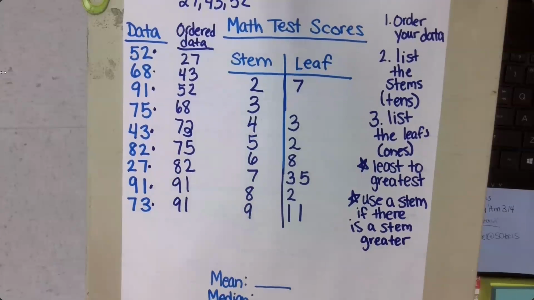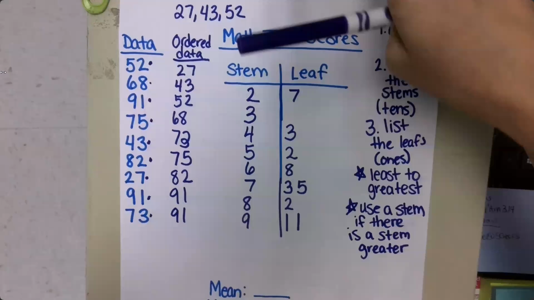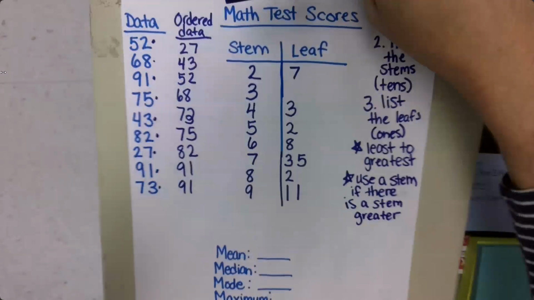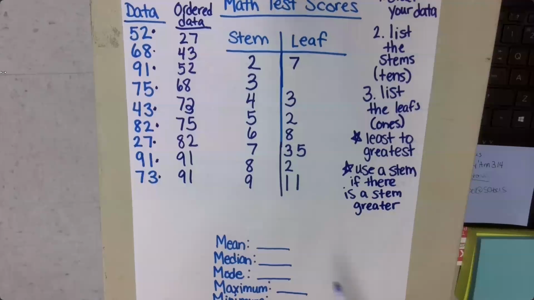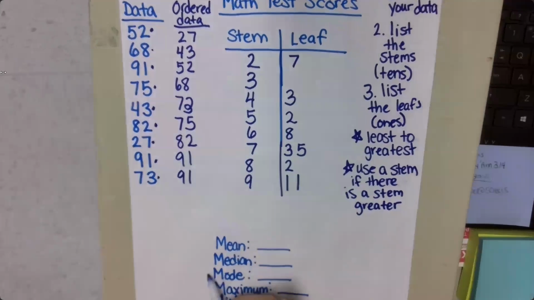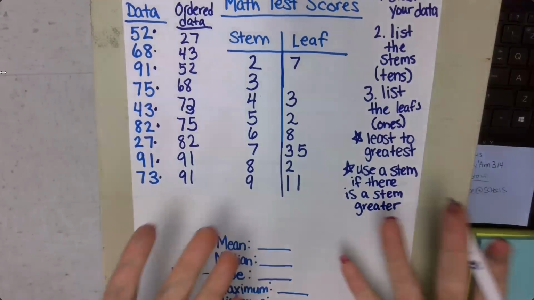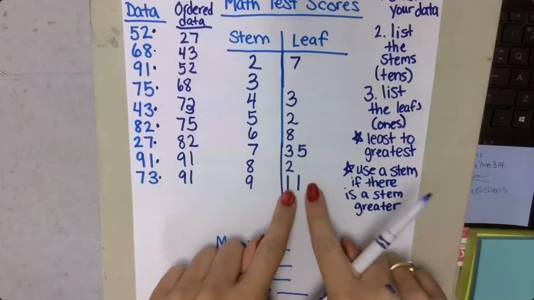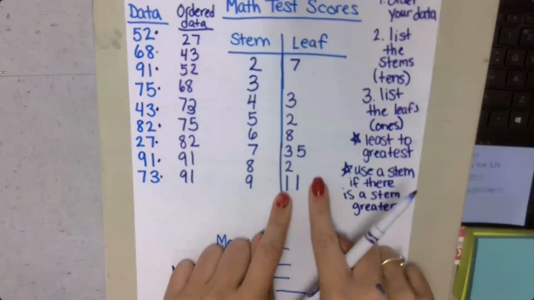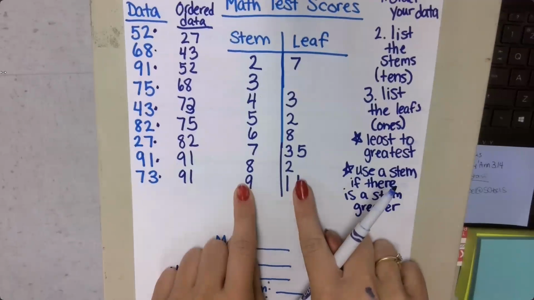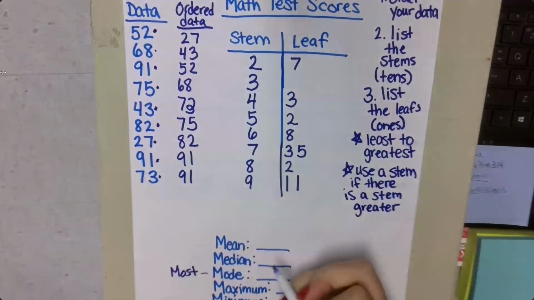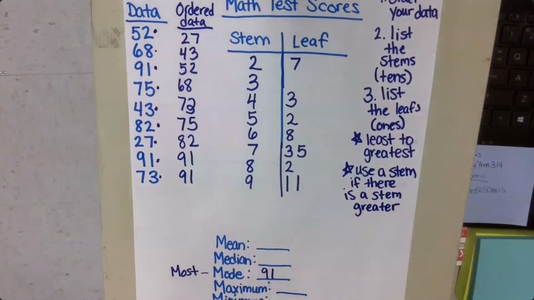All right, now let's look at our data and find a couple of things that we have previously reviewed, such as the mode. The mode is the one that shows up the most. In order to find the mode, I'm going to look at what's repeating. I can look at my leaves and see if I have the same leaf more than once with the same stem. I do. My mode is 91.